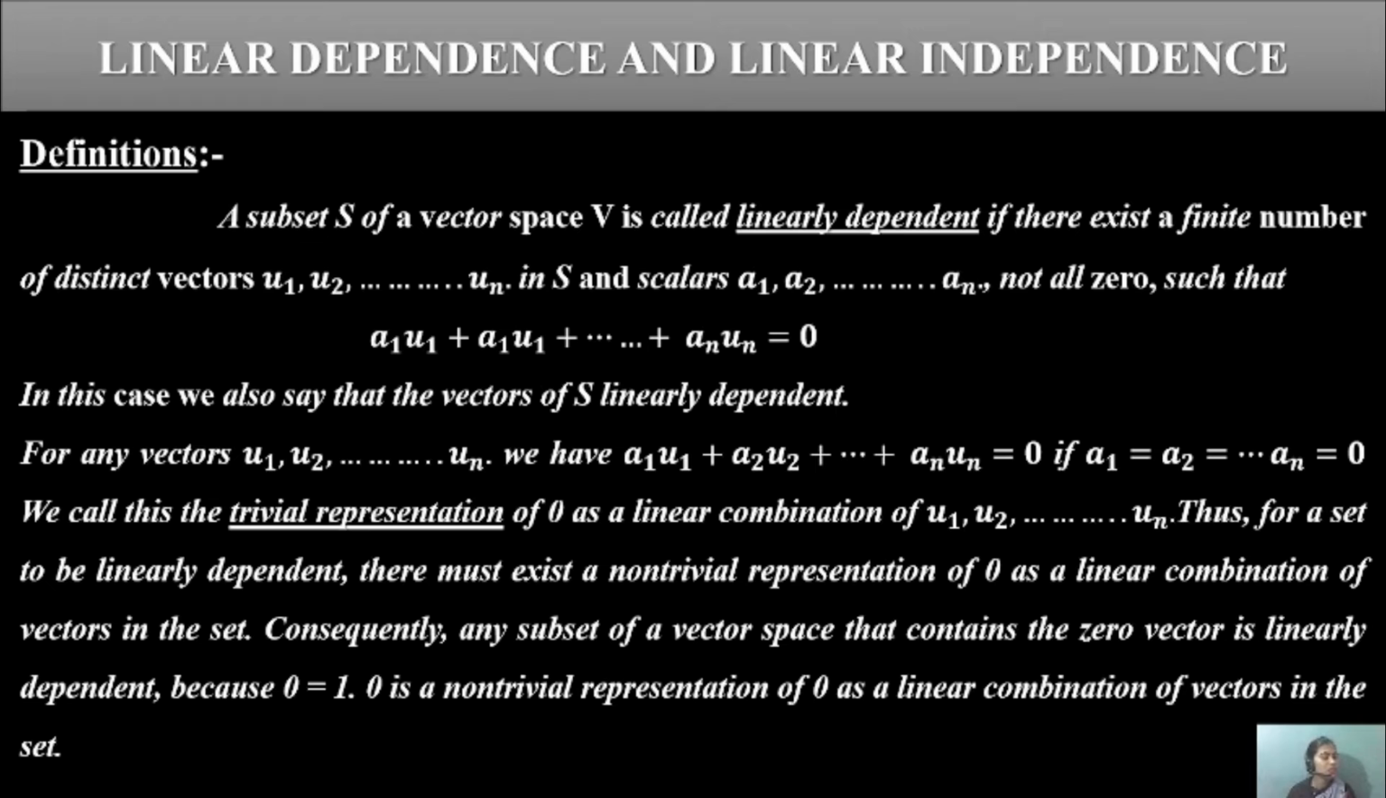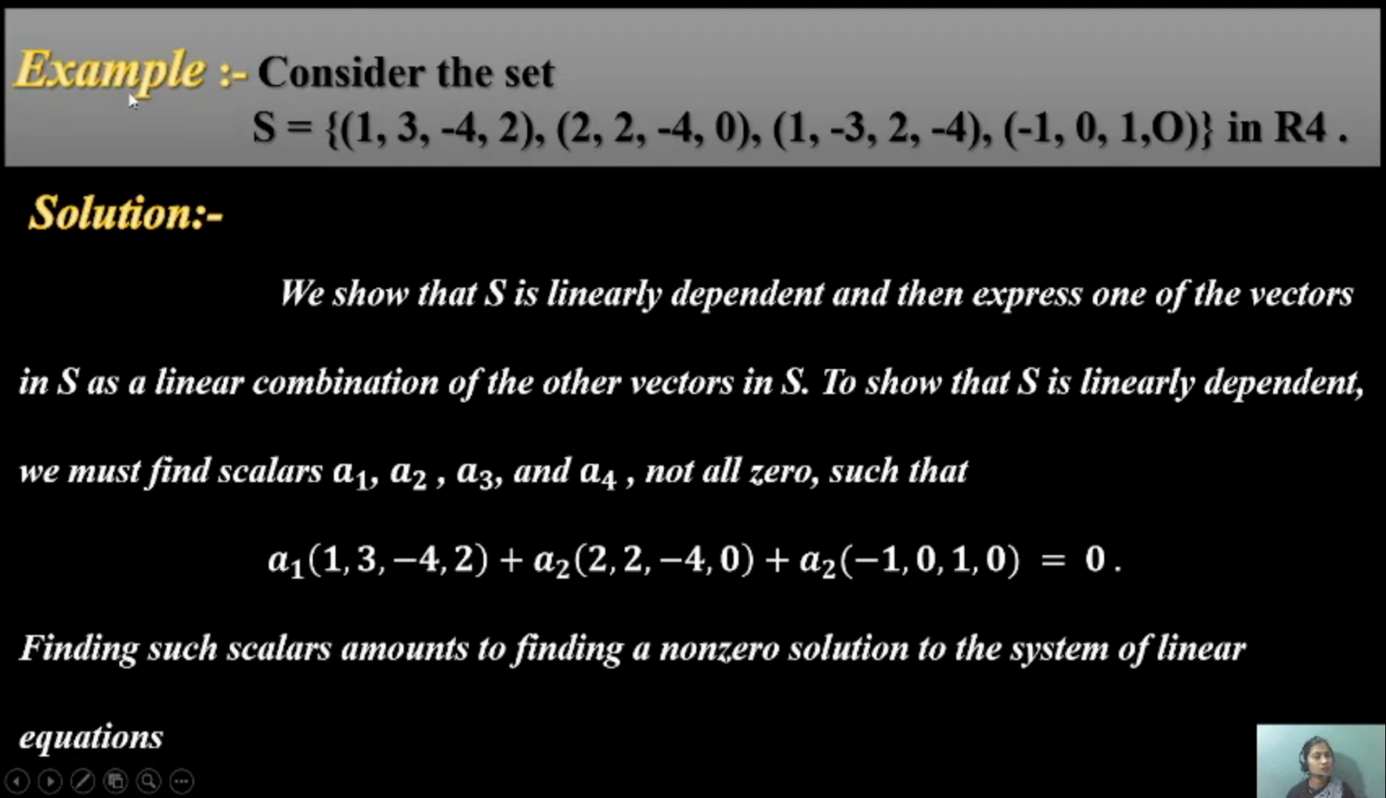Hence, consequently, any subset of a vector space that contains the 0 vector is linearly dependent, because 1 times 0 equals 0 is a non-trivial representation of 0 as a linear combination of vectors. This is called the trivial representation for the linearly dependent form of the set. Okay, the first example will be generated.